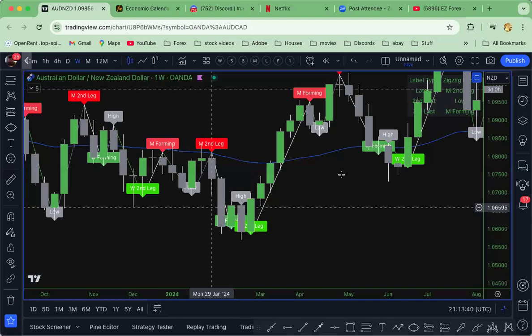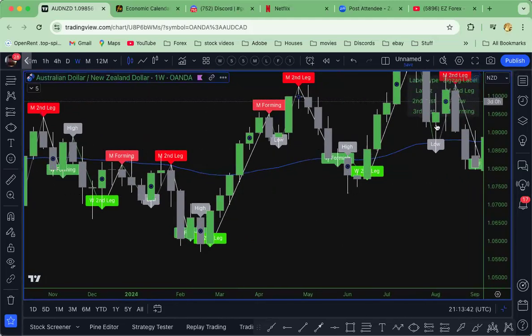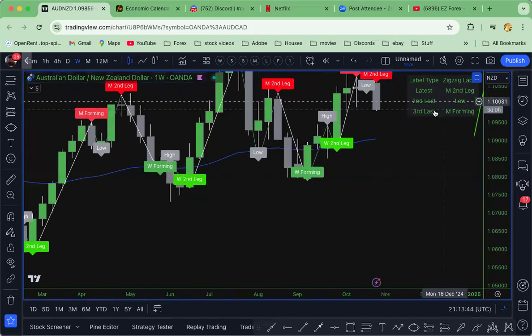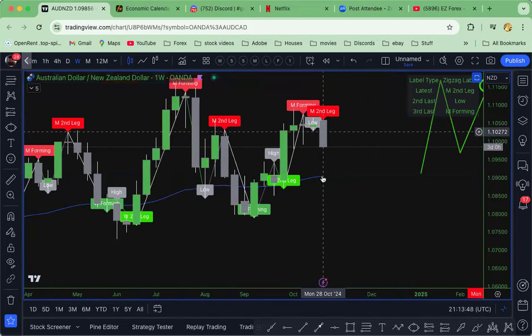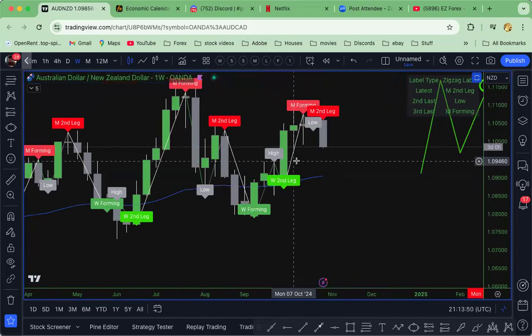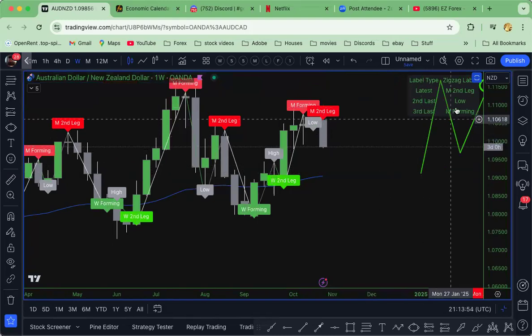So you can see how clear and precise this is straight away, without me even doing anything. This also happens on a dashboard over here, just up here. It tells you the last three labels that have appeared, so you're going to know straight away. Here you can see on this one it says M second leg. But before that, the third one was already telling you that there's an M forming.